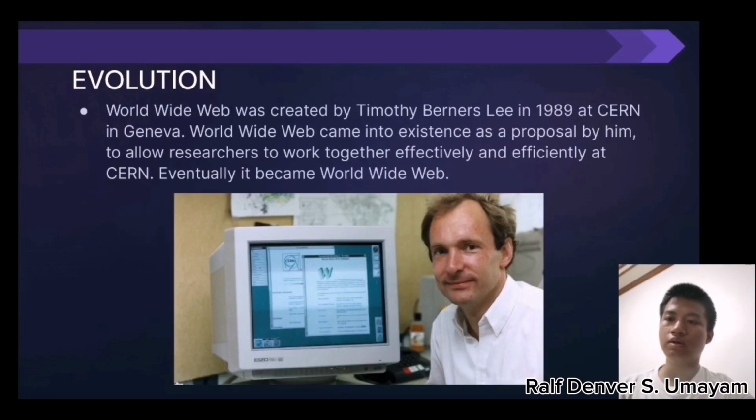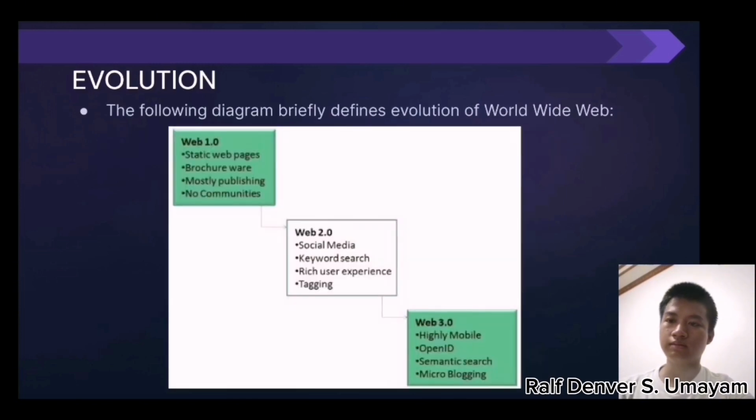The evolution. The World Wide Web was created by Timothy Berners-Lee in 1989 at CERN in Geneva. It came into existence as a proposal by him to allow researchers to work together effectively and efficiently at CERN. The WWW grew from an idea at CERN in 1989 into the global internet we know today.